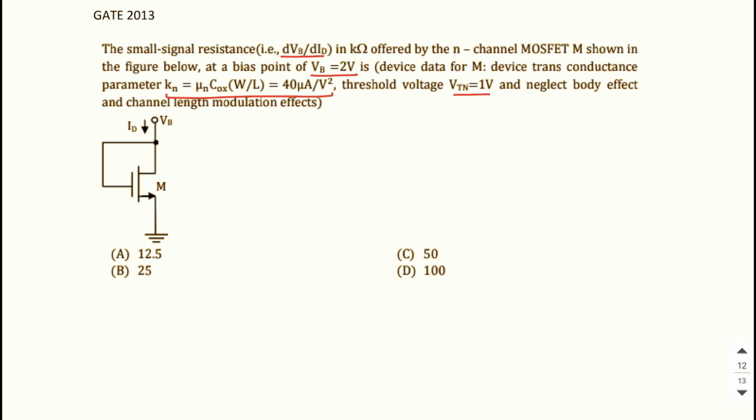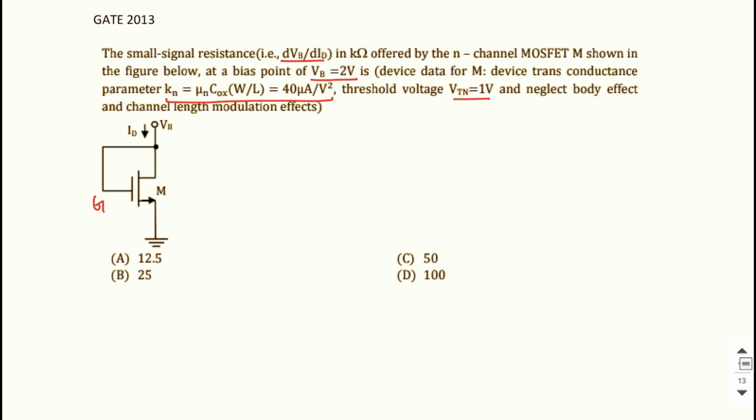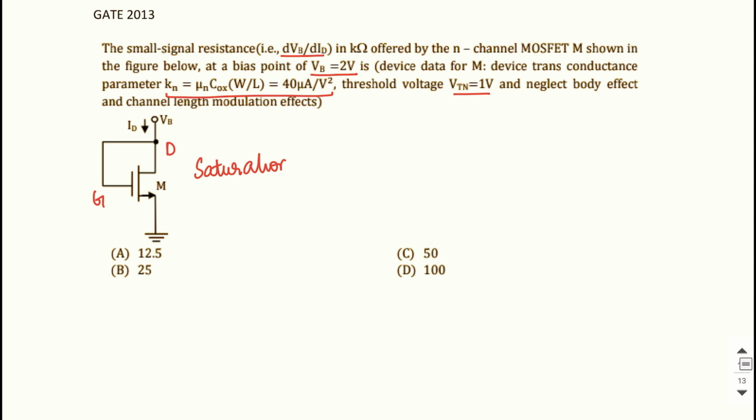Again, we can notice the same situation. This is an NMOS. The gate and the drain are connected, so this transistor is definitely in the saturation mode. If it is in the saturation mode, we can write down the drain current equation, that is ID is equal to Kn by 2 times VGS minus VTH whole square.